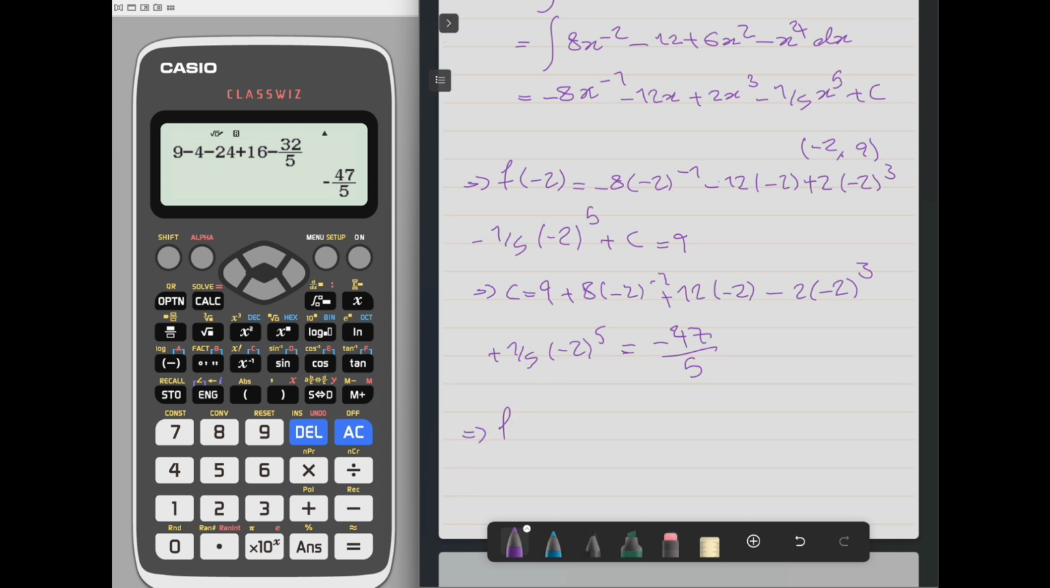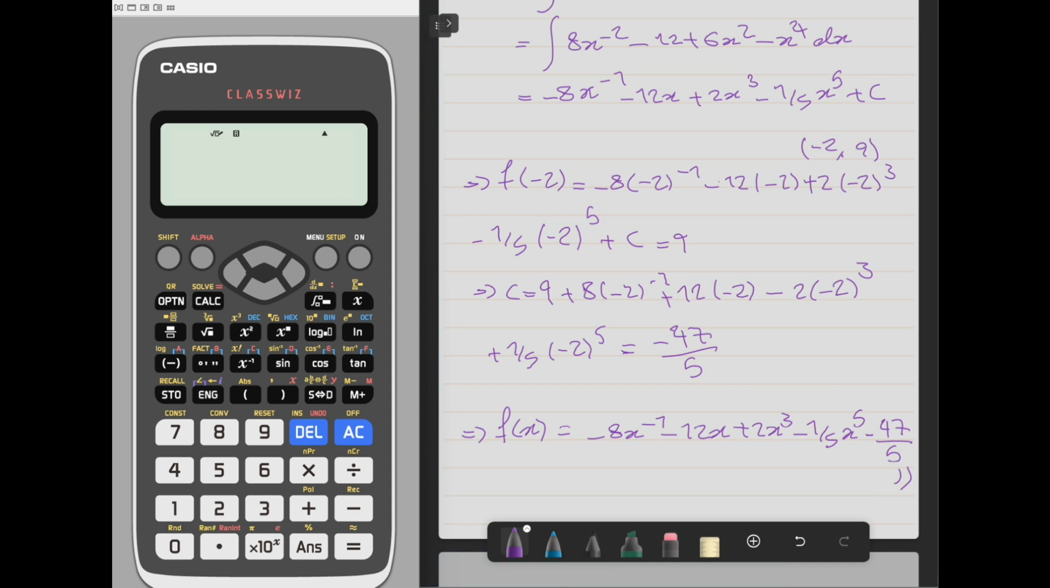And in the end, my f of x is going to be minus 8x to the power of minus 1 minus 12x plus 2x cubed minus 1 over 5 x to the power of 5 minus 47 over 5. And this is my answer to this part.